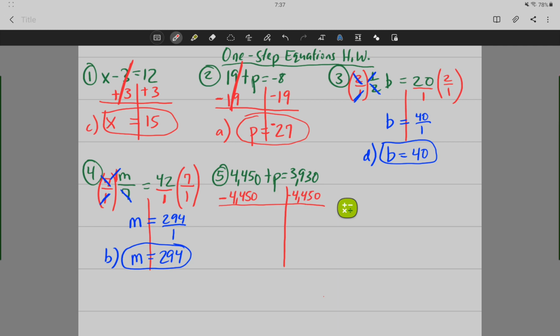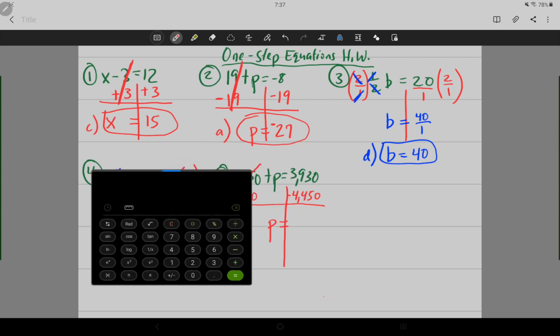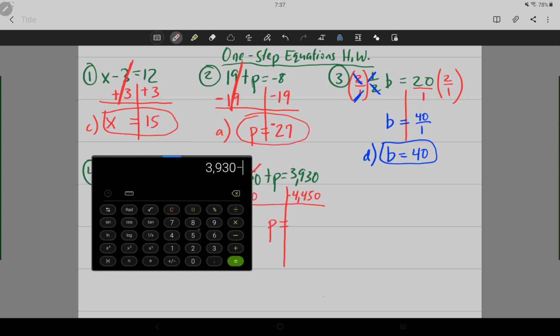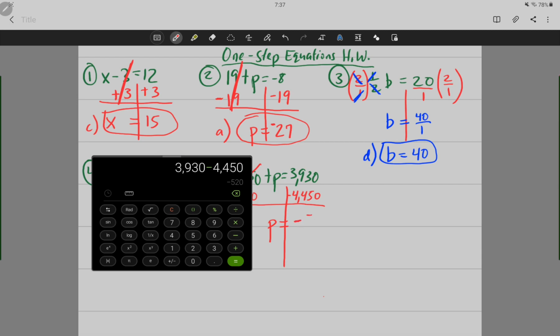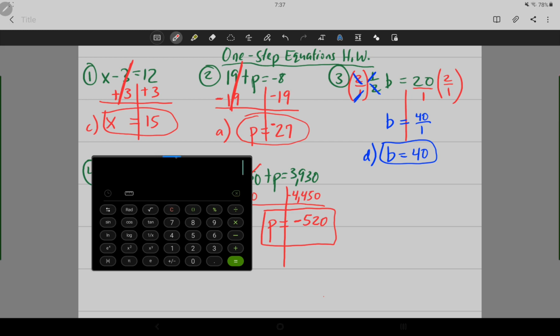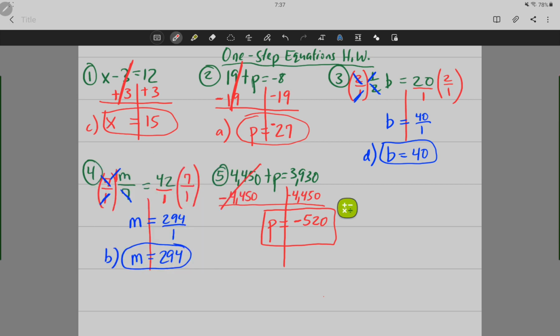4,450 minus itself is 0. Don't have to put it, just cancel it out. Bring down our variable p and our equal sign. And now we just subtract this one, 520. Let's just double check. Let's see, 3,930 minus 4,450. Yep, 520. So negative, remember it's negative because we're taking 3,930 minus 4,450. 520. Okay, 2 more to go.